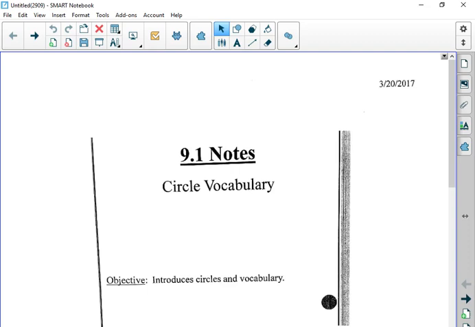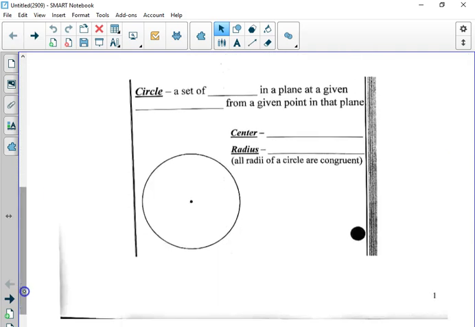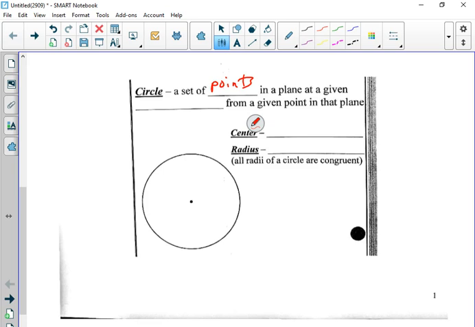Let's talk about circles. So a circle is a set of points in a plane at a given distance from a given point in that plane. The center is the given point. And the radius is the given distance.